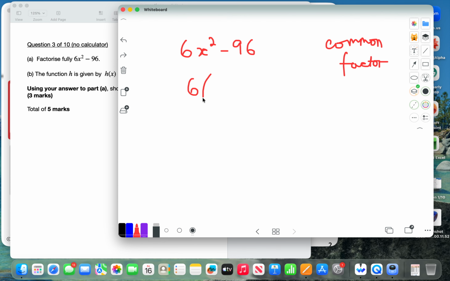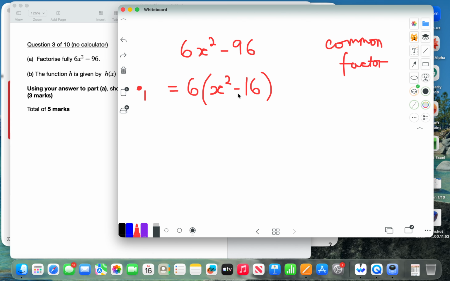We'll take 6 out, and if we divide by 6, we get x squared minus 16. And so I've gone too quick. That's the first mark I would give. So this part A is out of 2 marks. So that's the first one.